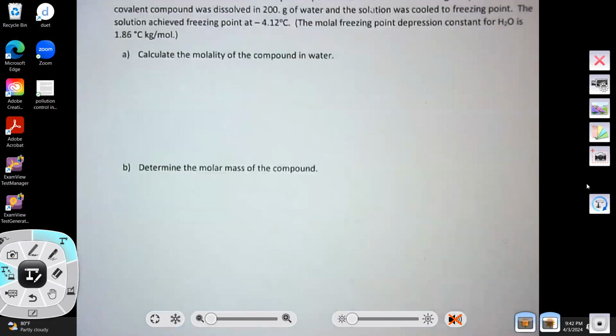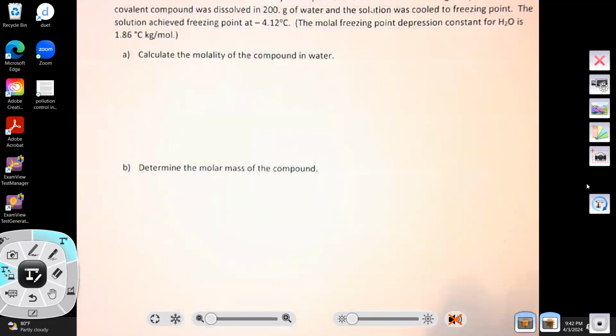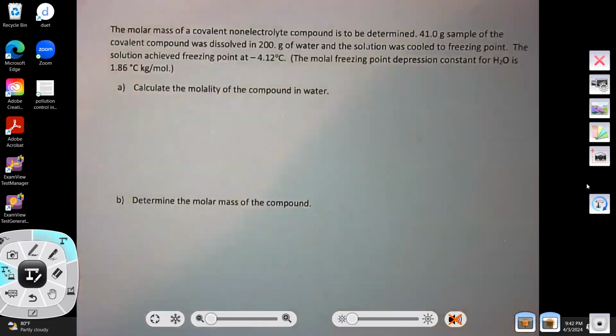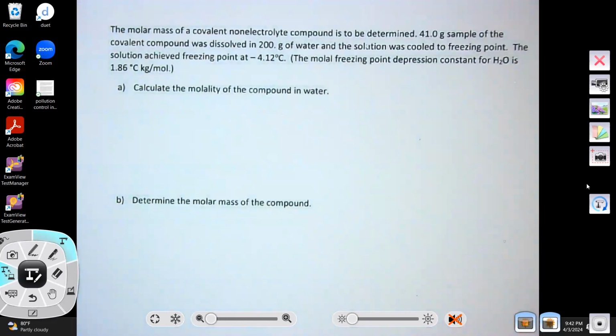Okay, the last topic that would be on the test is on the colligative properties, which is what the last experiment that we did this week. So it says the molar mass of a covalent non-electrolyte compound is to be determined. 41 grams of the covalent compound was dissolved in 200 grams of water, and the solution was cooled to freezing point. The solution achieved freezing point at negative 4.12 Celsius. The molar freezing point depression, that's your KF, for water is 1.86. What is the molality of the compound in water?